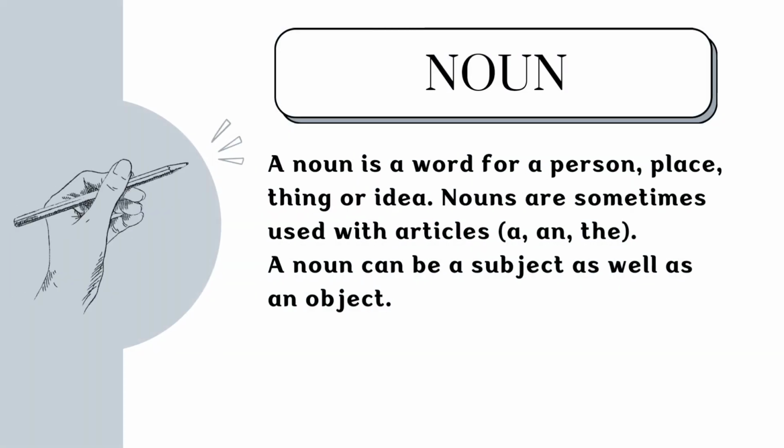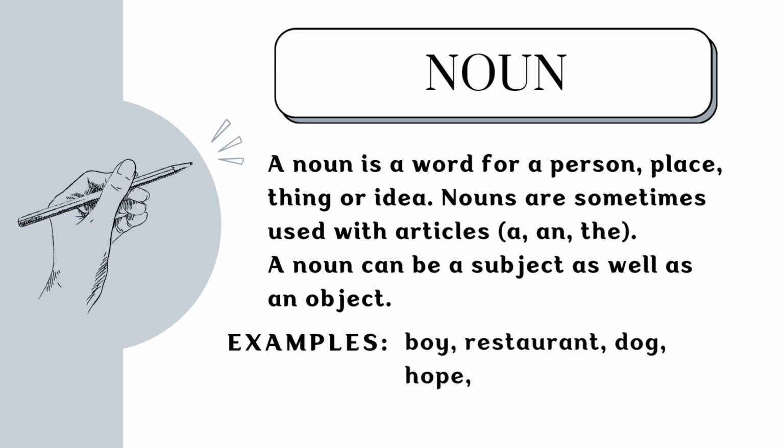Noun. A noun is a word for a person, place, thing or idea. Nouns are sometimes used with articles a and the. A noun can be a subject as well as an object. Examples: boy, restaurant, dog, hope, Raju.